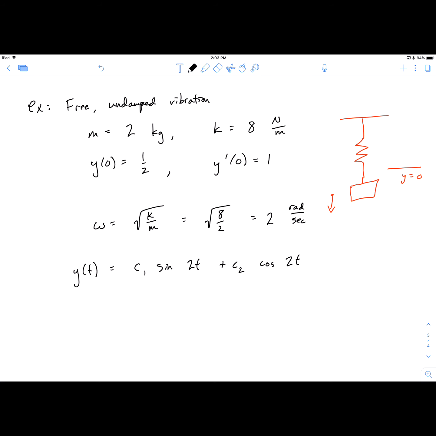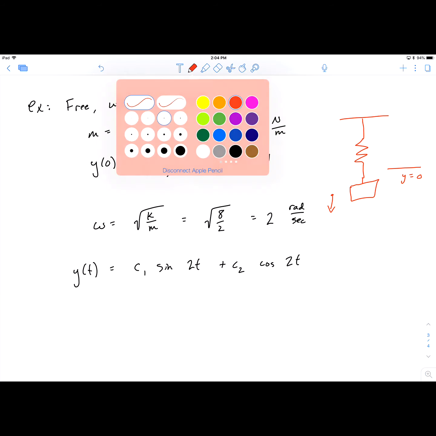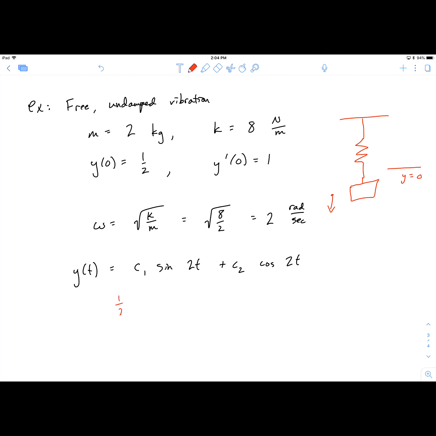Now, if we want to find out what C1 and C2 are, as always, we're going to use these initial conditions. So we're going to first use y of 0, so it'll be 1/2 equals C1 times the sine of 0, which is 0, plus C2 times the cosine of 0, which is 1. So C2 equals 1/2.